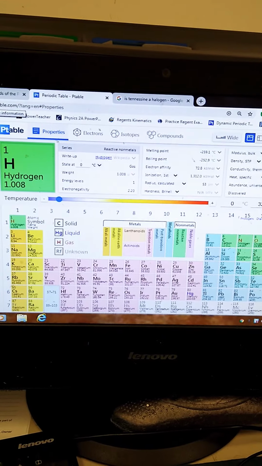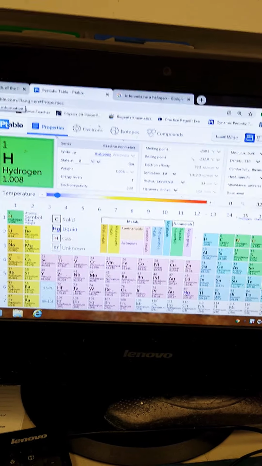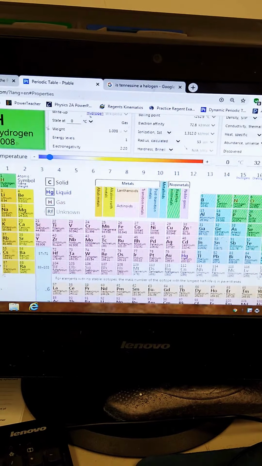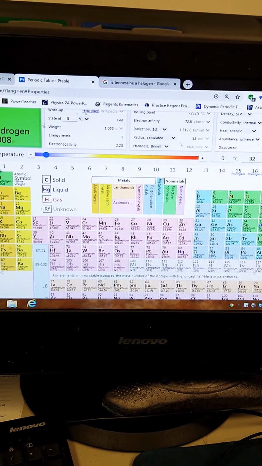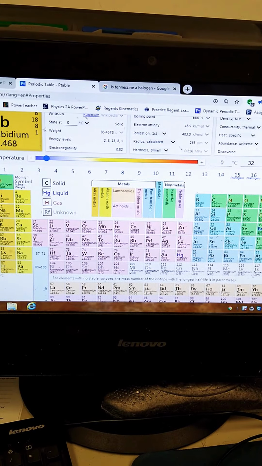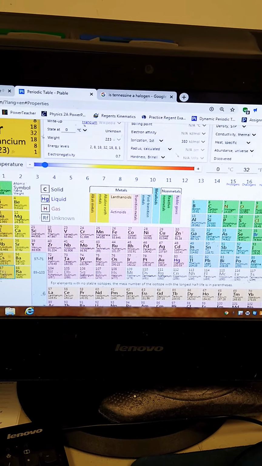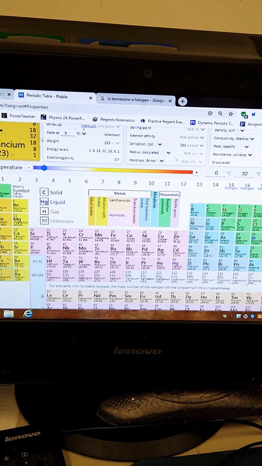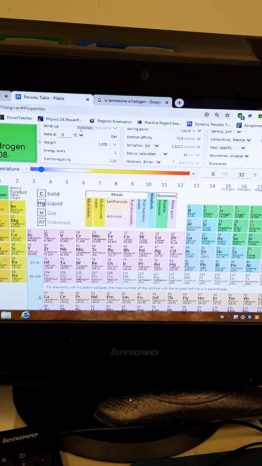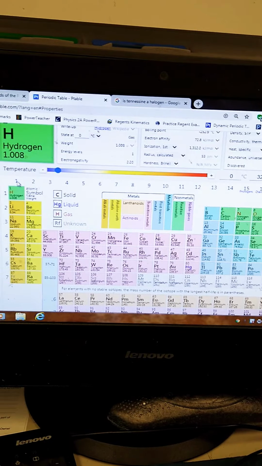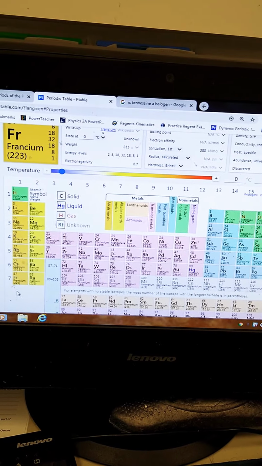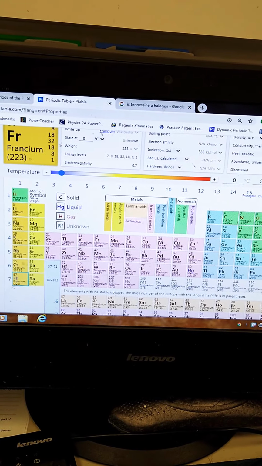Really quick, I'm going to go over a few key points for those who are new to the periodic table. The periodic table is broken up into columns and rows. These columns are referred to as groups or families, and there's a couple of key families that I want you to know. All right, so this first one right here is the alkali metals.